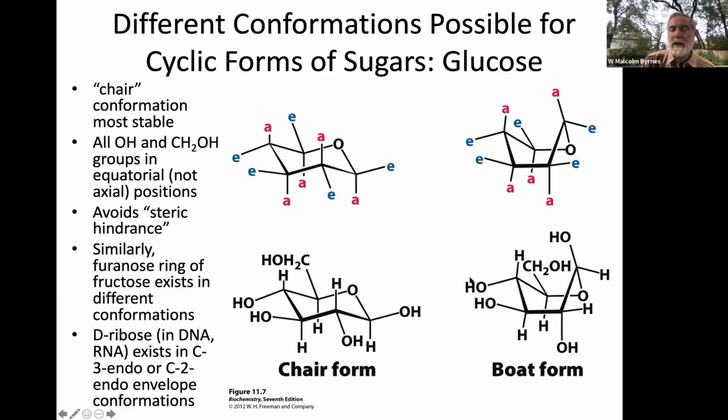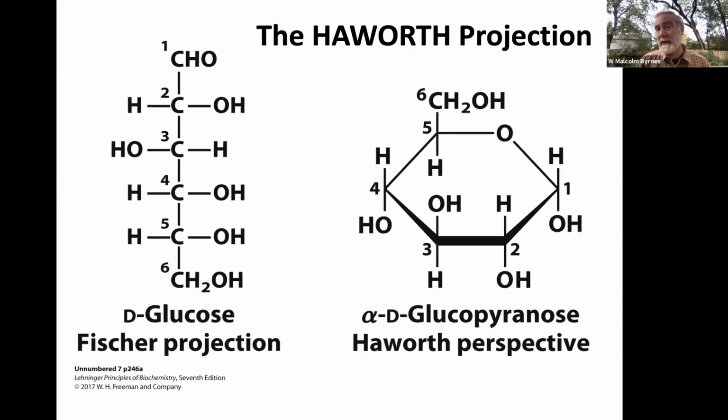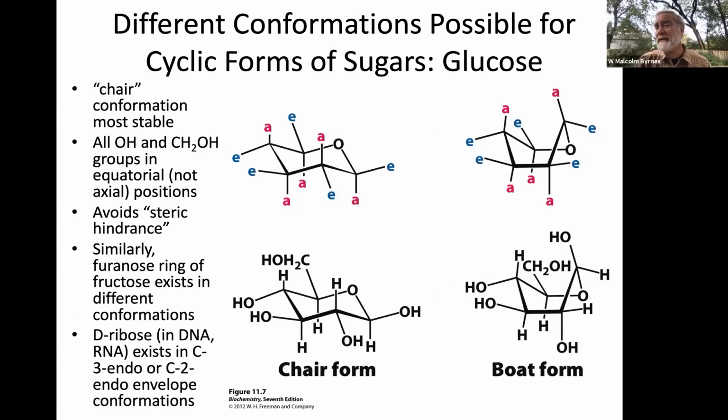What else do I want to say? The other thing I want to say is that even though I've represented Haworth projections or perspectives that show the ring being perpendicular, it also shows the ring being flat, like this one here, as if it's a flat structure, albeit perpendicular to the page. But in fact, that's not the case. The ring of glucose, for example, can in fact exist in two different conformations, something called the chair conformation and another called the boat conformation.